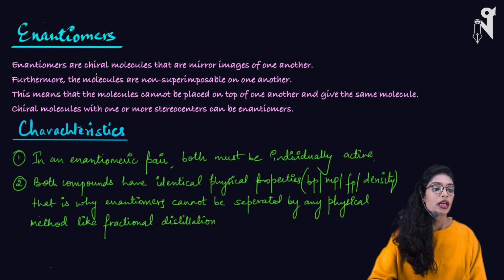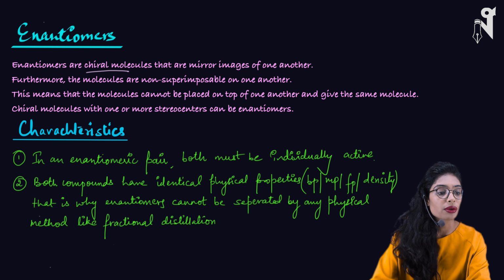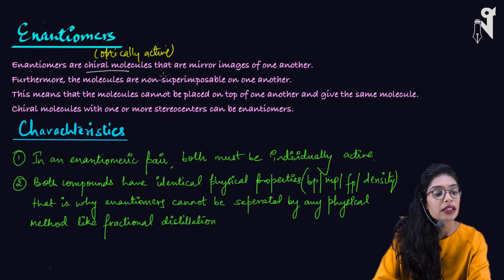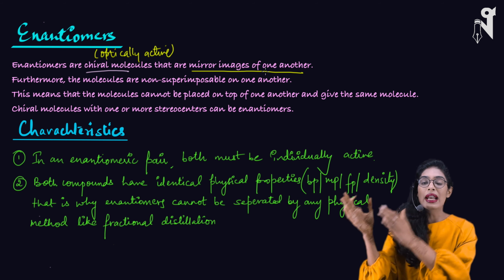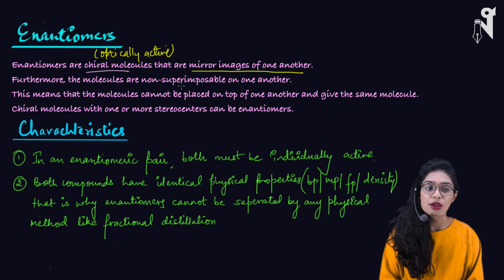Let's understand. So enantiomers are chiral molecules. Chiral molecules means the ones which have chirality in them, basically, which are optically active. So enantiomers are optically active molecules that are mirror images of one another. So basically any optically active compound and its mirror image are called enantiomers.